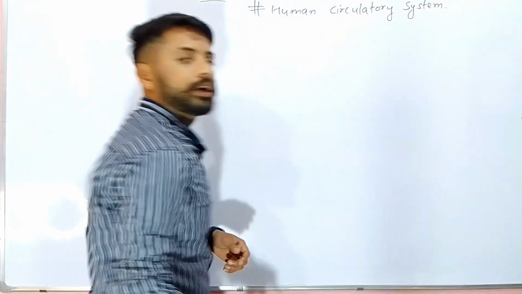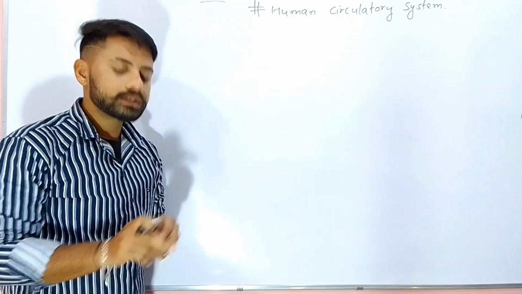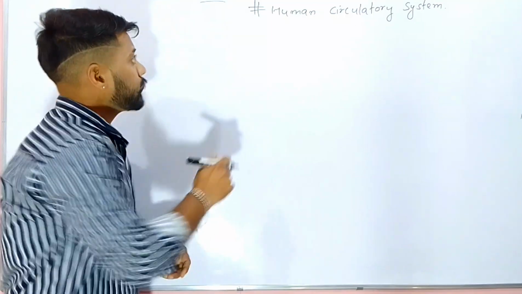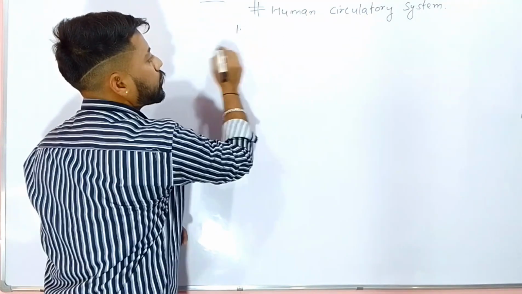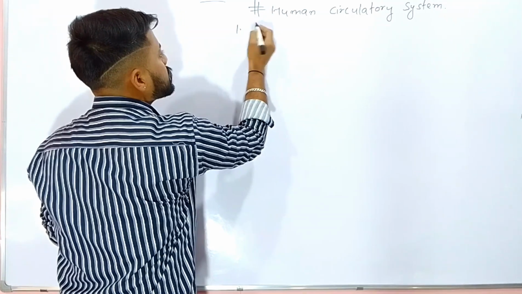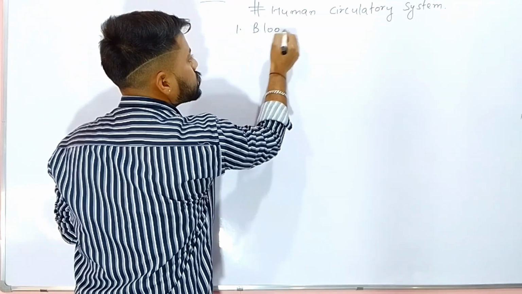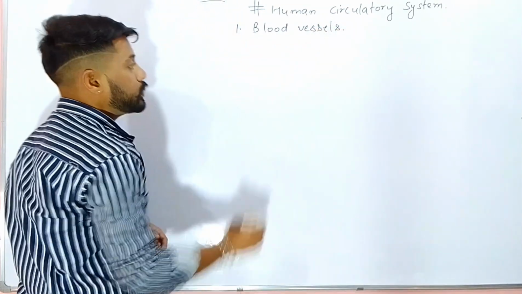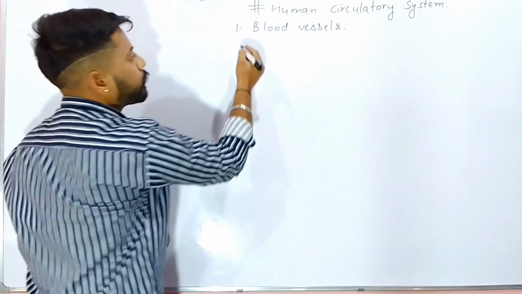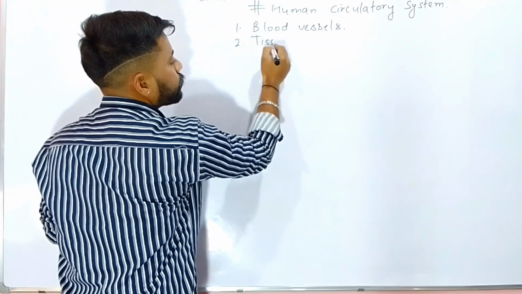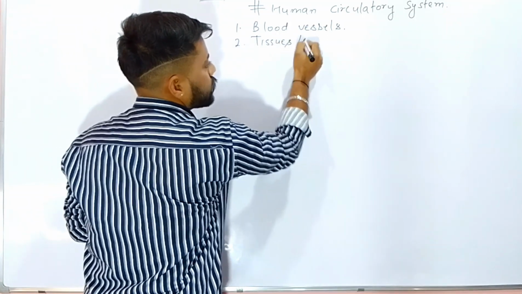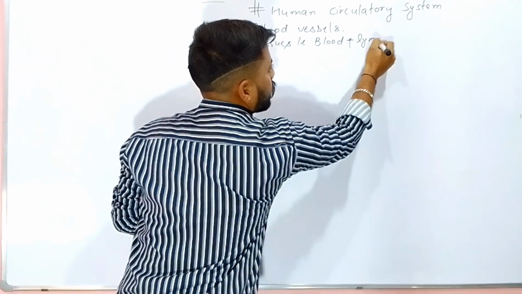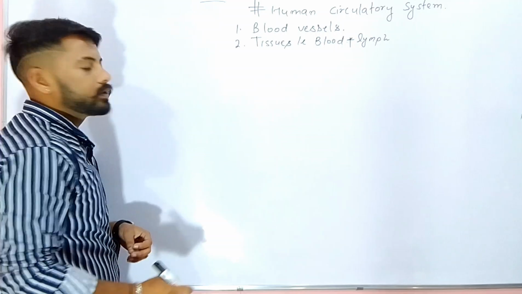We will study it under three main heads: the blood vessels, that is arteries, veins, capillaries, and their structures. First, in the very first, we will discuss blood vessels. Then we will talk about tissues like blood and lymph. In the last, the main pumping organ, the heart.